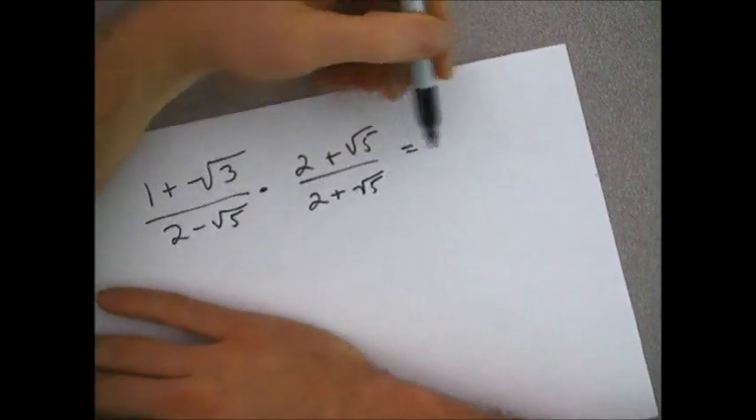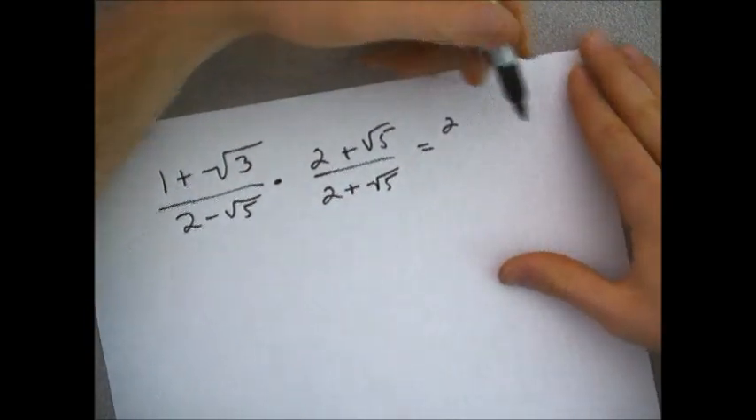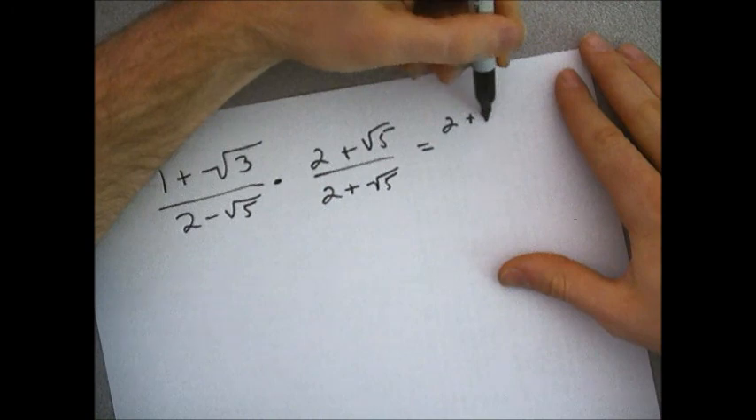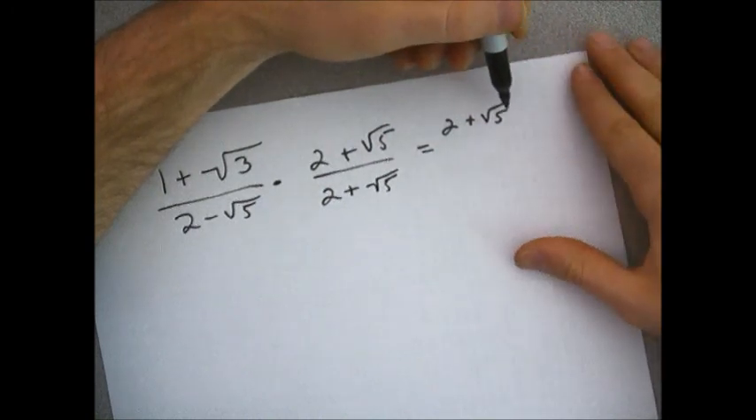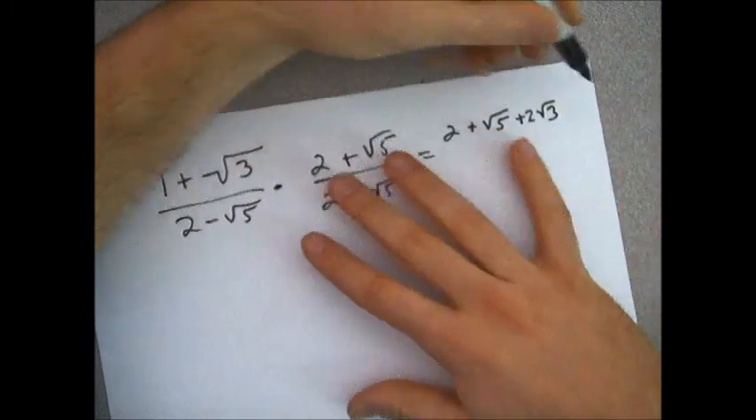So when I come over here and I FOIL this, first times first gives me 2. Outer gives me 1 with radical 5, plus radical 5. Inner gives me plus 2 with 3, 2 root 3. And last times last gives me root 15.